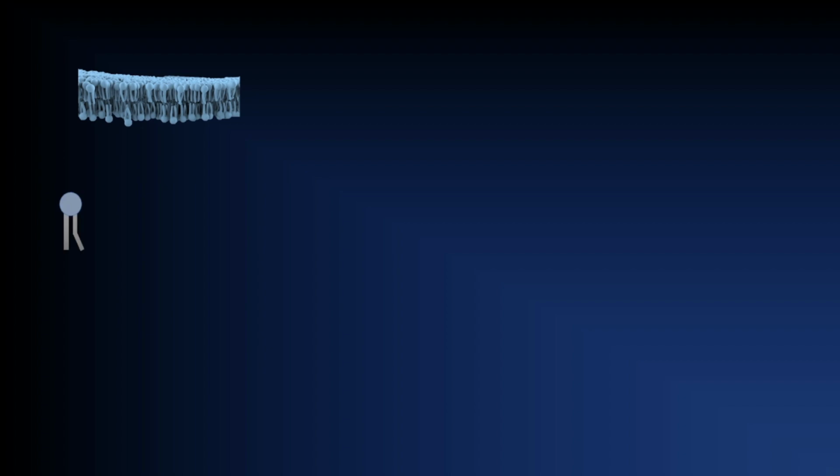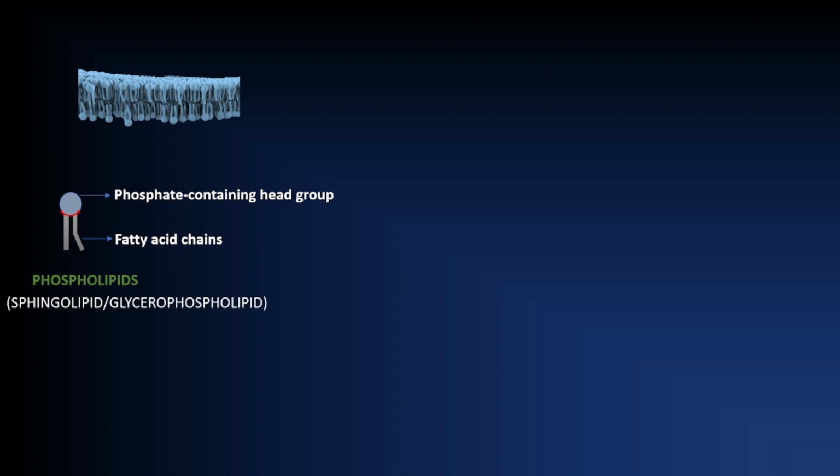Let's start with lipids. If we zoom in on the membrane more, we find this kind of structure. It is called phospholipid. Each phospholipid has one head and two tails. The head is a phosphate-containing group and the tails are fatty acid chains. The tails are connected to the head through a backbone. Phospholipids are characterized as either sphingolipids or glycerophospholipids, each structurally different. Glycerophospholipids have a glycerol backbone and sphingolipids have a sphingosine backbone.